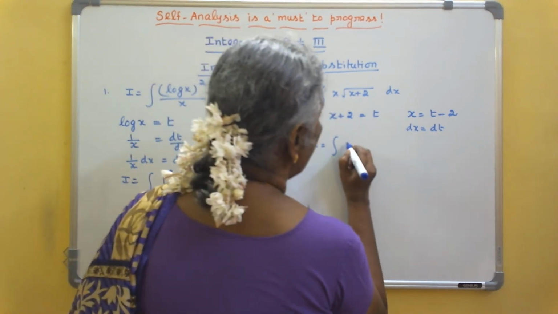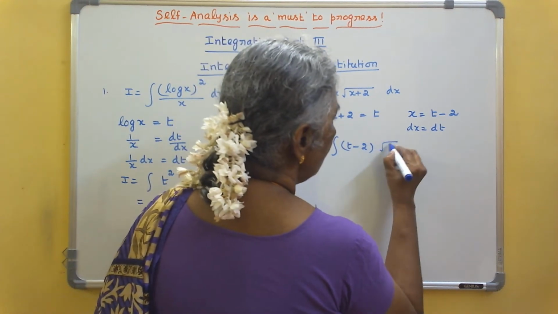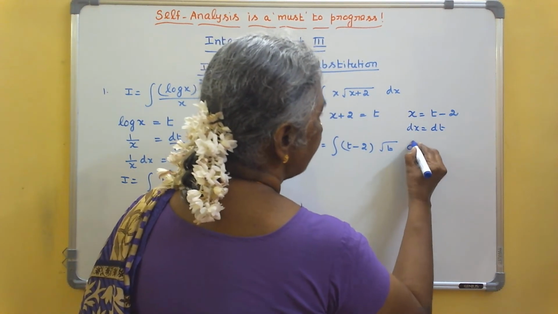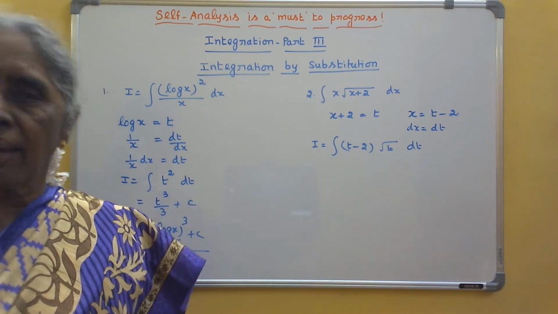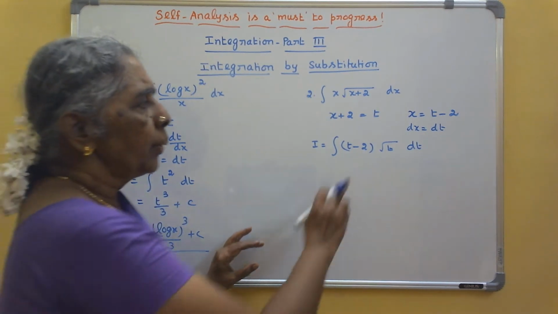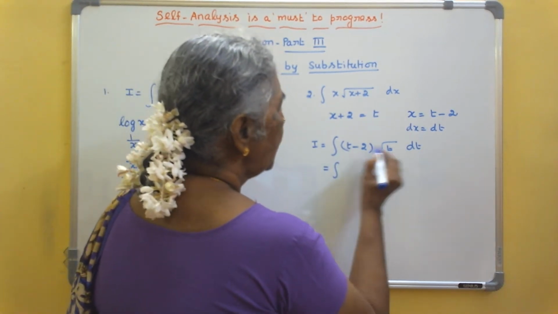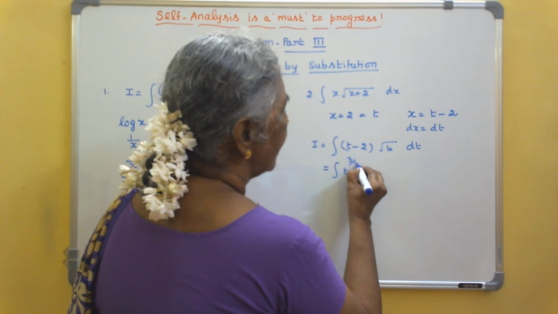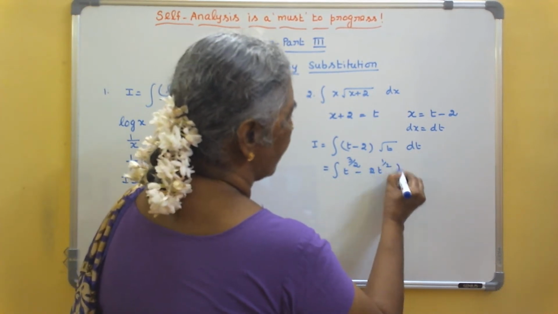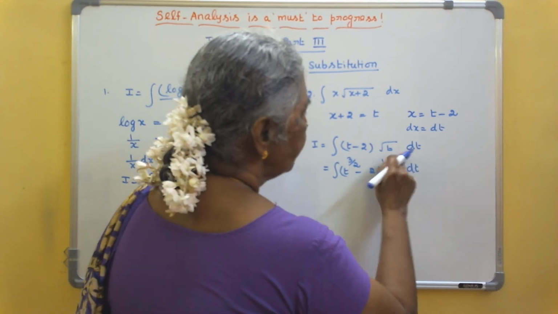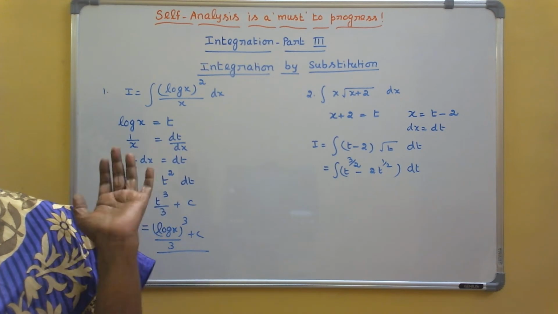This x becomes t minus 2. This root x plus 2 becomes root t. Dx becomes dt. This type of sums you have already done, isn't it? So, now you have one term here, so you remove the bracket. So t into root t will be t power 3 by 2 minus 2 into root t is t power half. Then dt. Okay, I have multiplied the two terms within the bracket by root t.